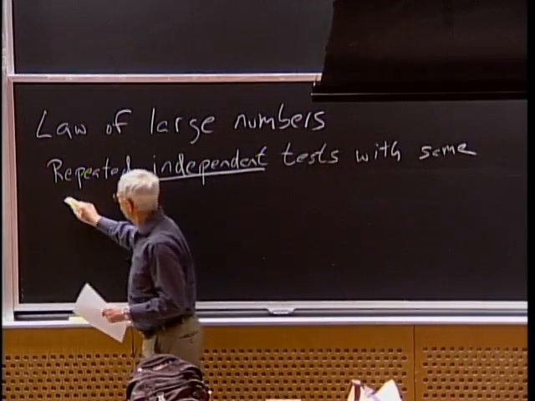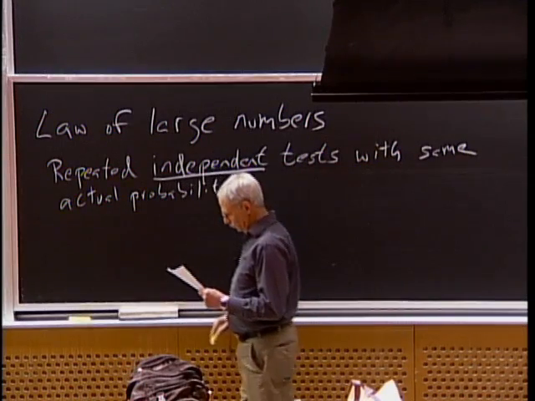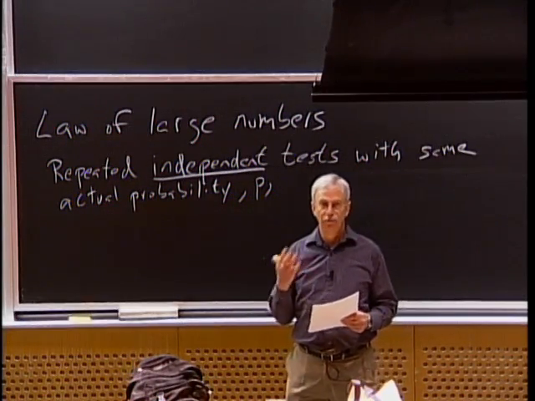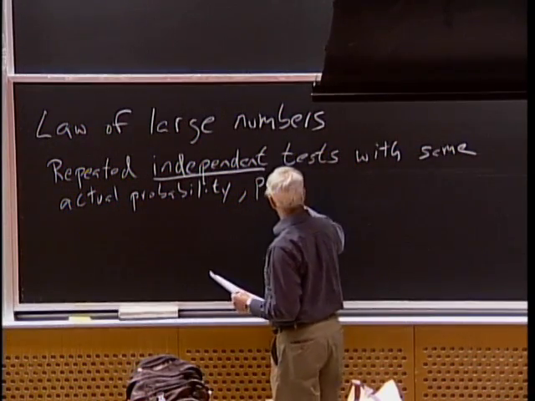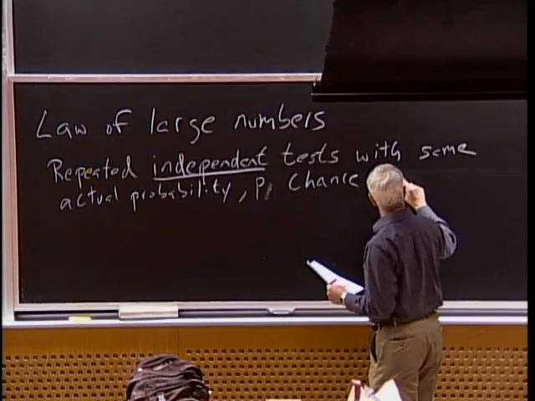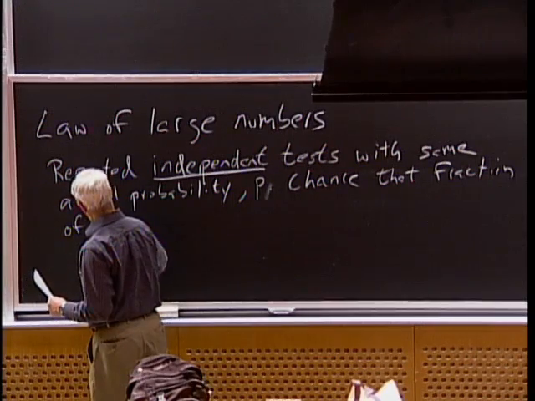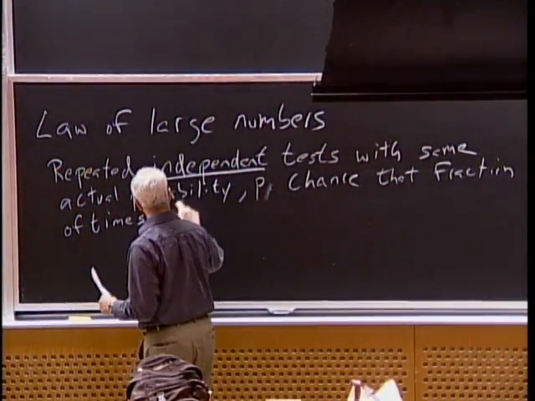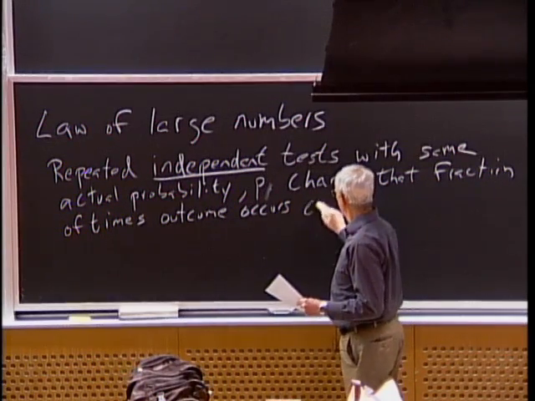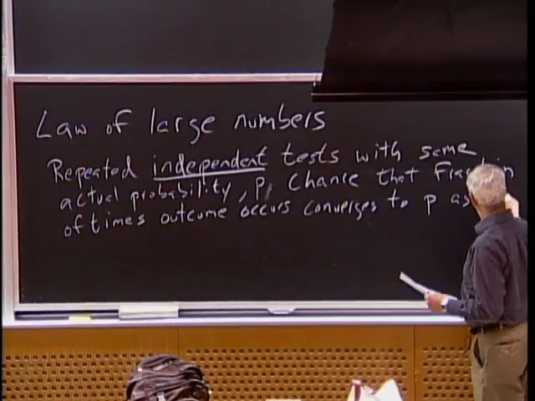with the same actual probability, we'll call it P, often used to represent probability, of an outcome for each test, the chance that the fraction of times that outcome occurs, the outcome with probability P, converges to P as the number of trials goes to infinity.